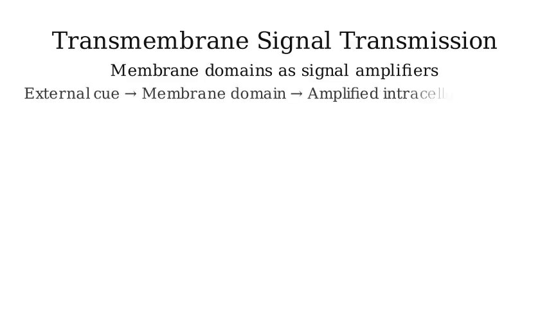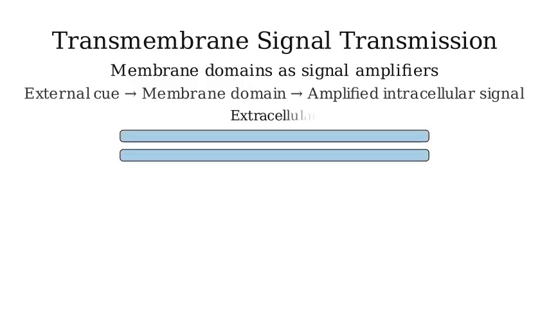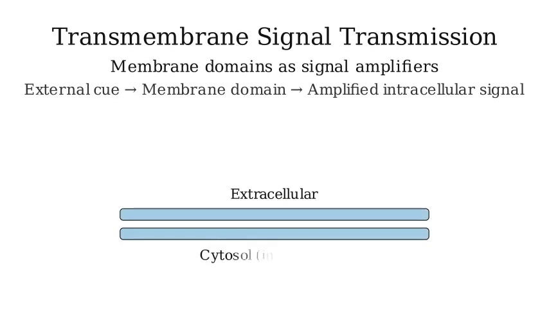Welcome! In this lesson, we build an intuitive picture of transmembrane signal transmission. External cues like hormones or forces are converted into intracellular signals by remodeling small functional membrane domains that act like signal amplifiers. Let's sketch a minimal membrane. We will focus on the inner leaflet, where special lipids recruit enzymes.